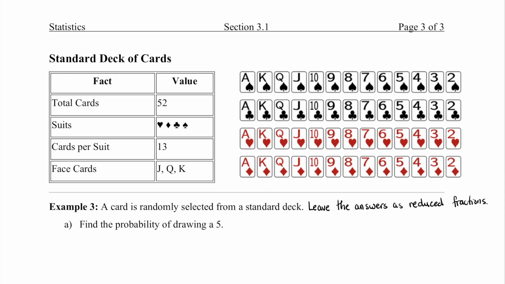Be careful here. In this case, the face cards are Jack, Queen, and King only. The ace card is not being counted as a face card. This is a common mistake.